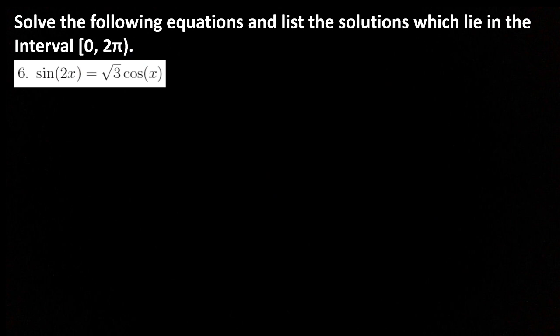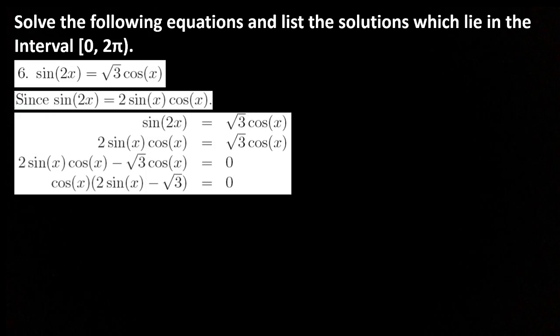All right, solve the following equations and list the solutions which lie in the interval. Again, sine 2x, we can relate it to cosine. This sine 2x is 2 sine cosine. And then if you write that and move the cosine to the left side, then we can factor it, right?